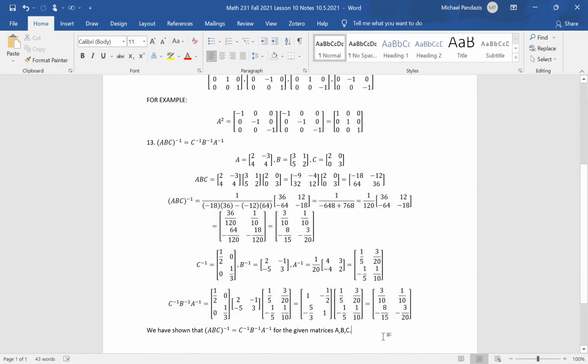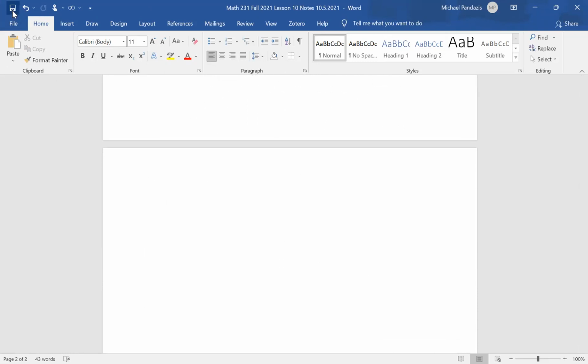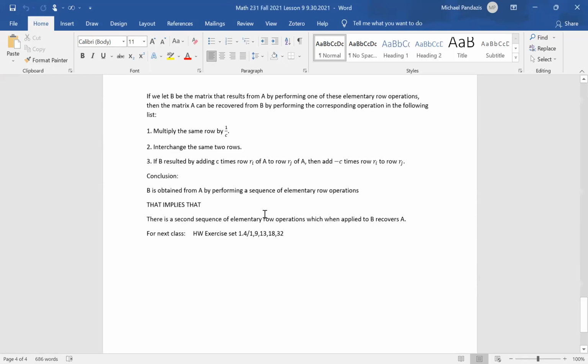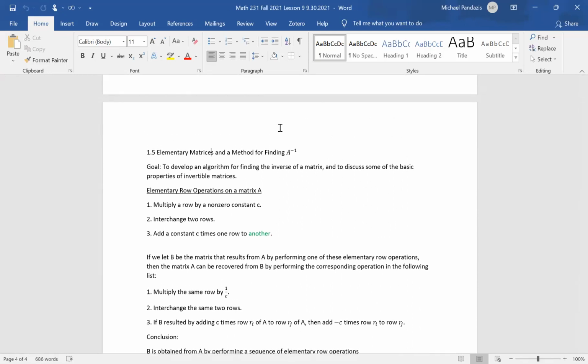Okay. So, all right. So now let's keep going. So last class, we ended last class with finishing the material from, so we started 1.5, which is elementary matrices and methods for finding A inverse. Okay, so the goal was to develop an algorithm for finding the inverse of a matrix and to discuss some of the basic properties of invertible matrices.